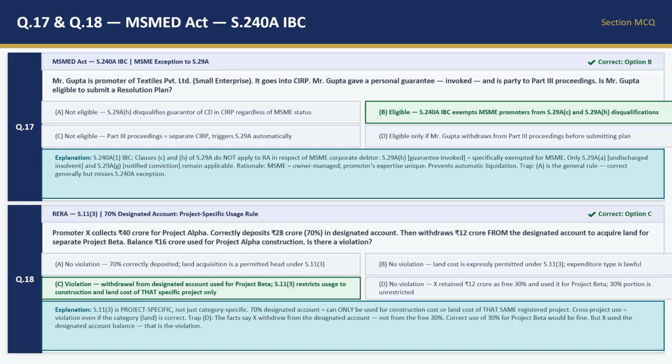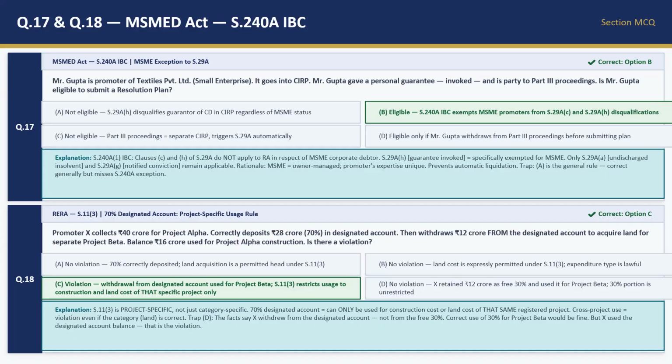MSMED Act, Section 240A of IBC. Mr. Gupta is promoter of Textiles Private Limited, which is a small enterprise. It goes into CIRP. Mr. Gupta gave a personal guarantee which was invoked and is party to Part 3 proceedings. So is Mr. Gupta eligible to submit a resolution plan?